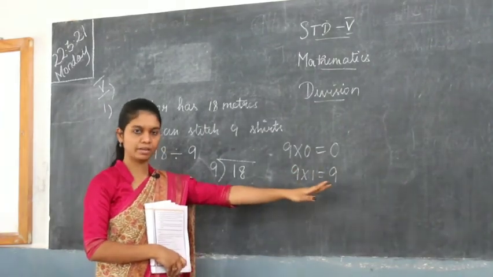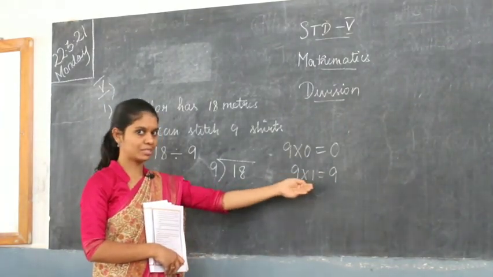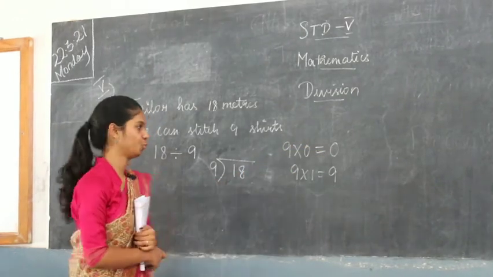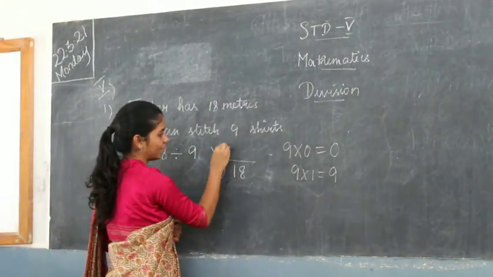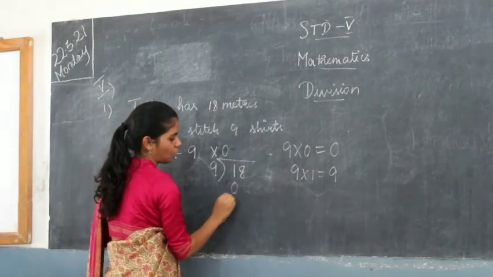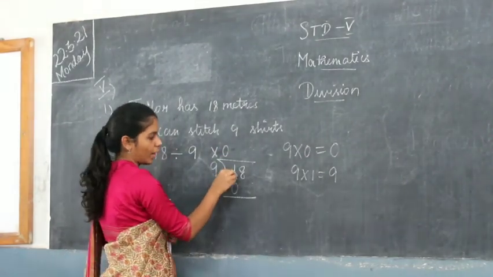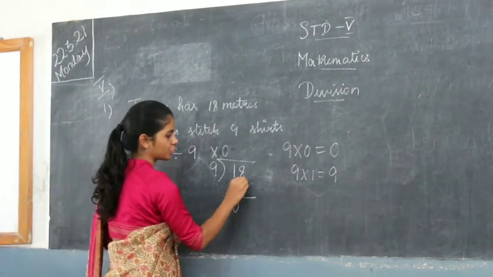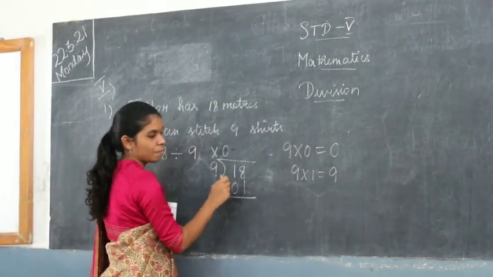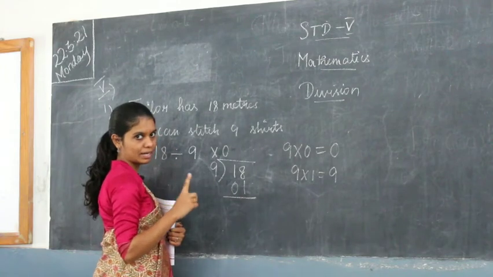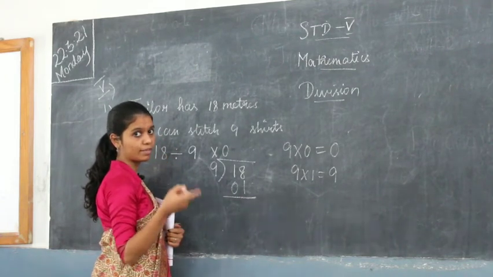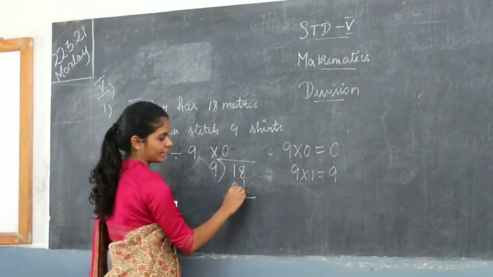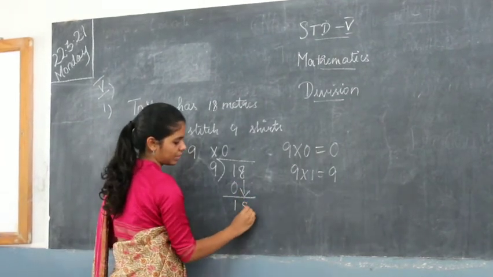9 ones are 9. So you cannot use 9 ones are 9. You should go to the number before, which is 9 zeros are 0. So 9 multiplied with 0 gives you 0. And then 1 minus 0 is 1. Any number subtracted from 0 will give you the same number. So you will write 1 down and bring the next number down, which is 8.